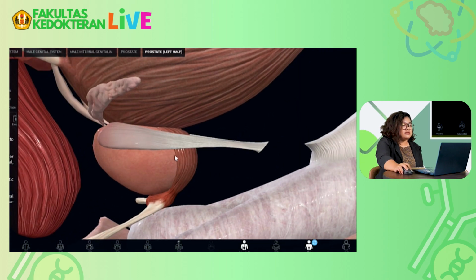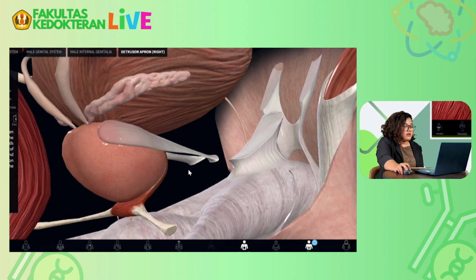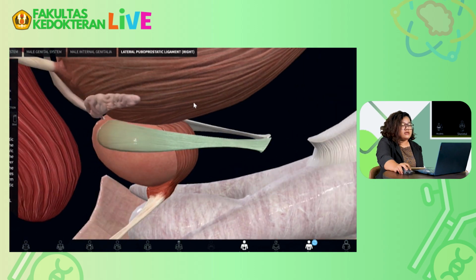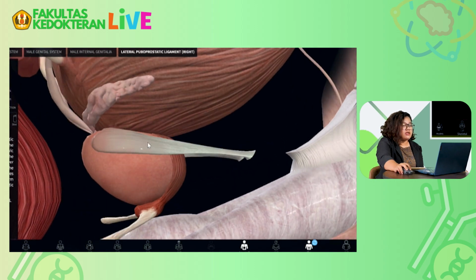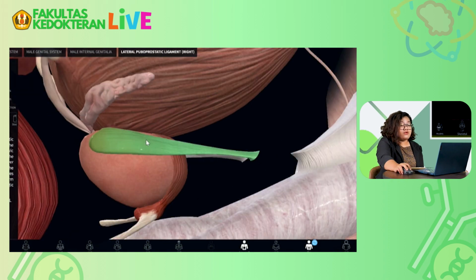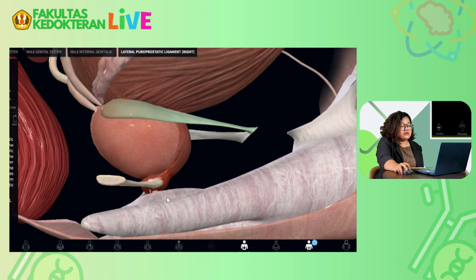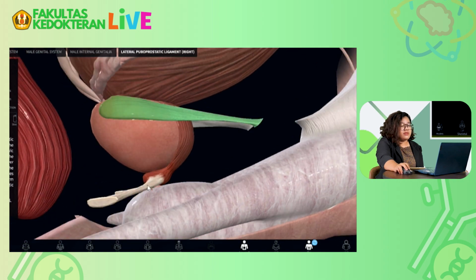And then it has the anterior side. This is the apron, the detrusor, and then this is the ligament that attaches the prostate to the pubic, or we call it puboprostatic ligament. You have a left and right part. Directly superior to it is the vesica urinaria, and then directly below it is the perineum, the male perineum.